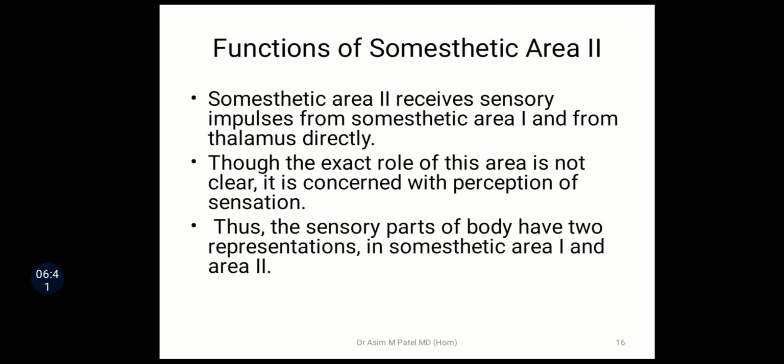The functions of this area: somesthetic area 2 receives sensory impulses from somesthetic area 1 and from thalamus directly. Though the exact role of this area is not clear, it is concerned with perception of sensation. Thus, the sensory parts of body have two representations, in somesthetic area 1 and area 2.